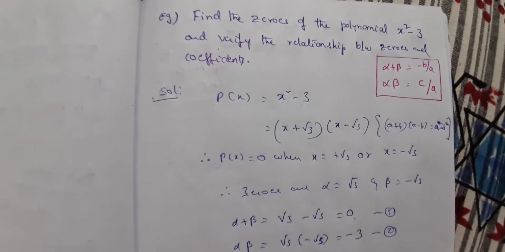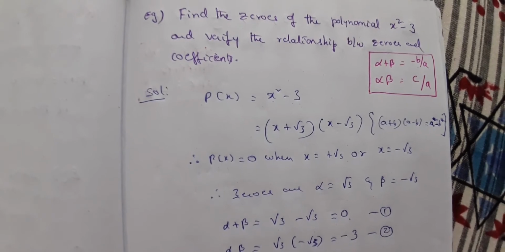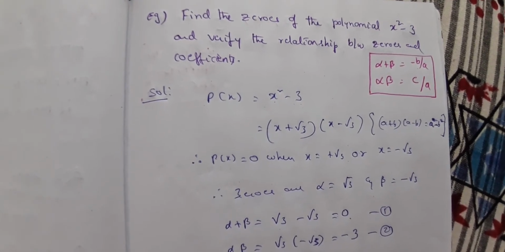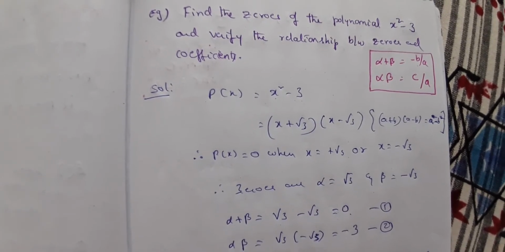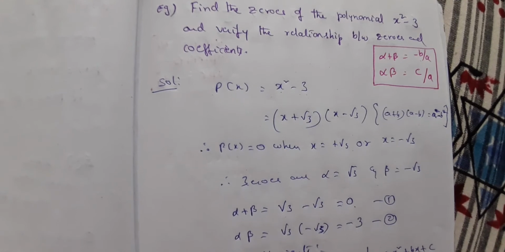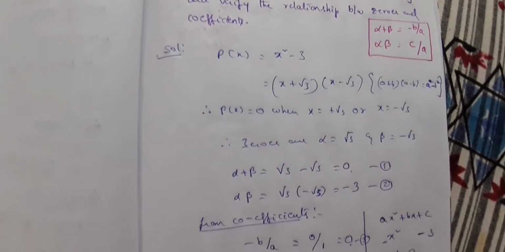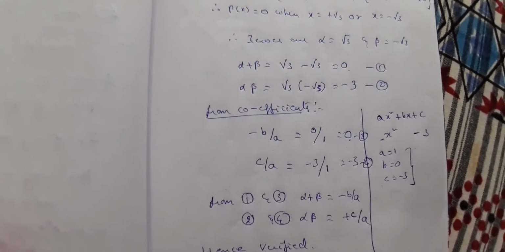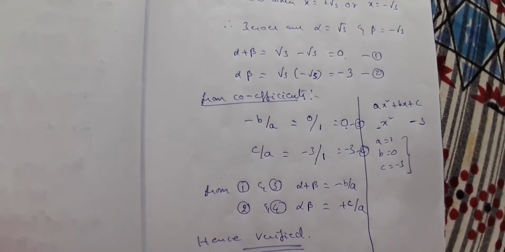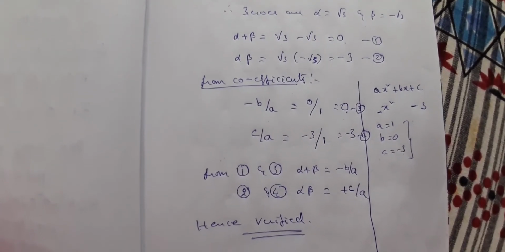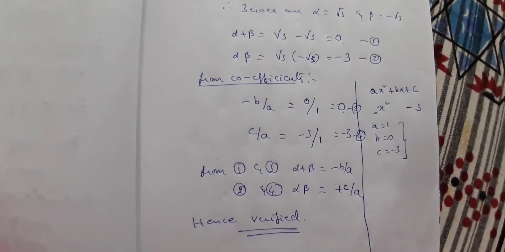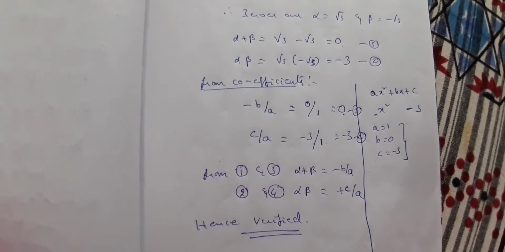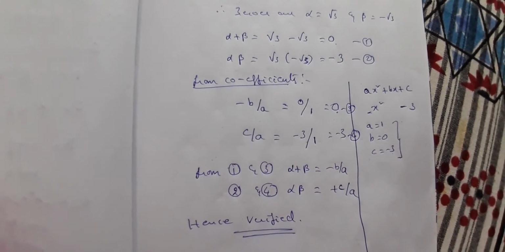Okay. So now take the screenshot. So what did we do? First we determined the zeros, and then we found sum of zeros and product of zeros. So we kept them aside. Then we determined minus b by a and c by a using the coefficients. And when we observed, we got alpha plus beta is equal to minus b by a, and alpha into beta is equal to plus c by a. So that means it is verified. Take a screenshot, copy the notes.